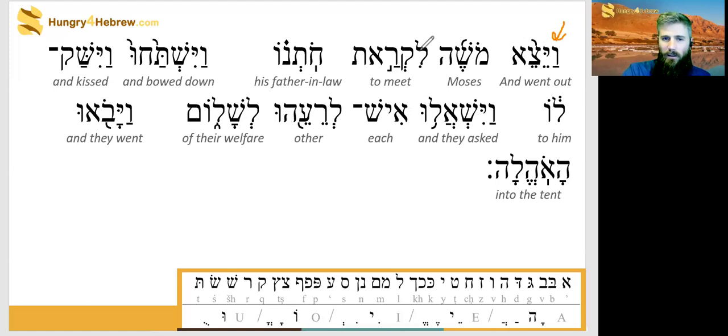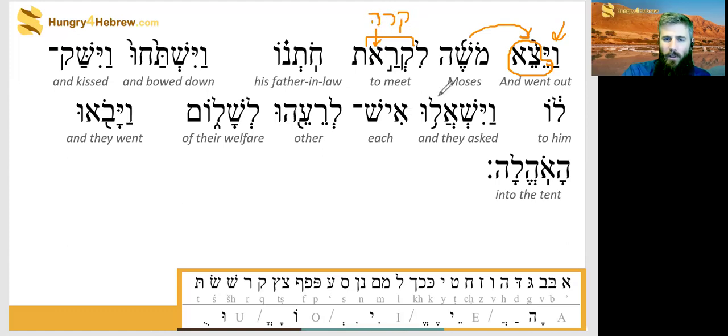Vayetze Moshe likrat chotno. And he yatsa. Well, actually, that yod is the yiqtol prefix. There's your indication that the root is yatsa. And then he went out, Moses did. Likrat, to meet or towards. Chotno. This comes from the root kara, to happen upon.